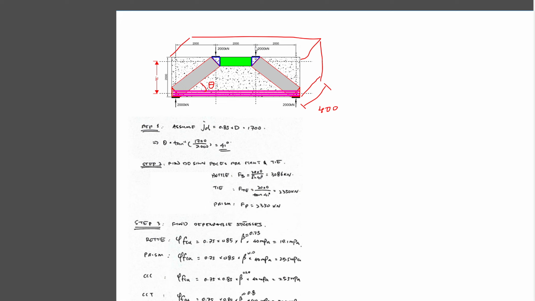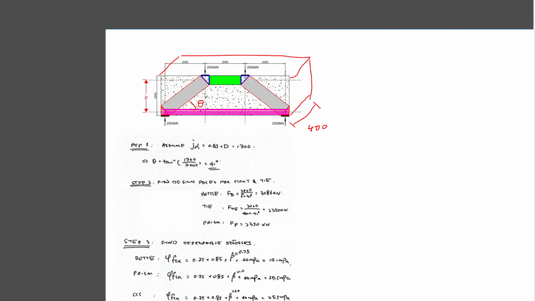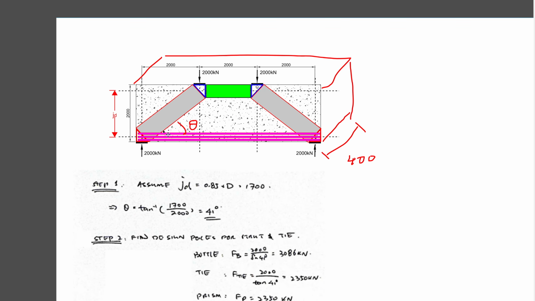Hi guys, in this video let's look into how we design nodal zones for a strut-and-tie model. In this case, we've got a concrete beam 2 meters deep, 6 meters long and 400 wide. To do this, we need to figure out a few things in terms of designing the ties, the prism struts and the bottle struts, and what node conditions we need to design for.